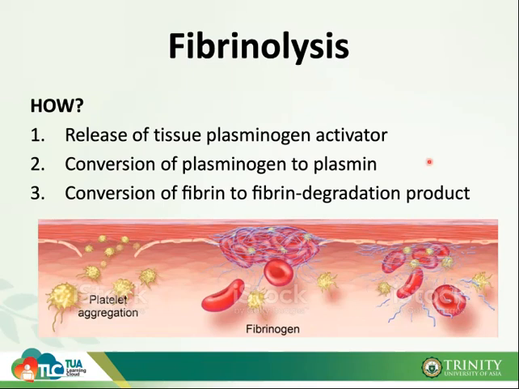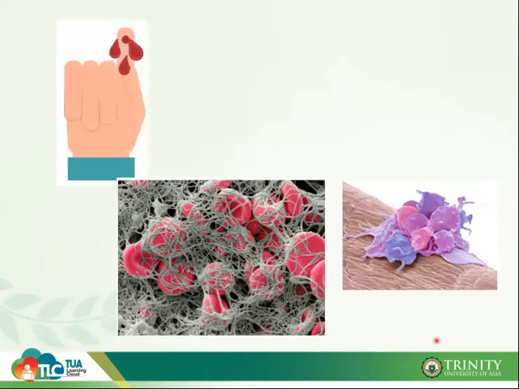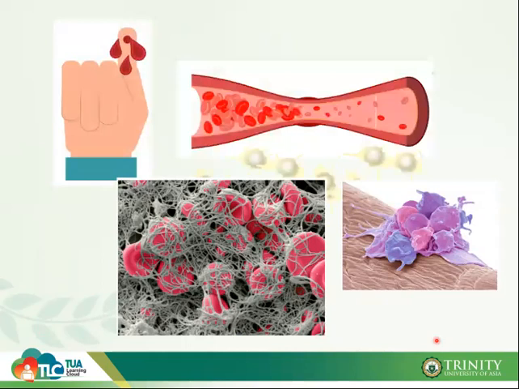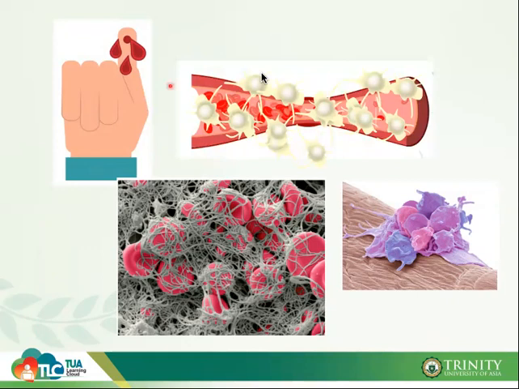So I prepared a very quick picture here. When there's injury, there will be vasoconstriction, and at the same time, platelets will adhere to the wound, will fill up the gap. So that is primary hemostasis. If this one is not enough, your platelet plug will not be enough, your coagulation factors will be activated, forming now your fibrin clot. Once that's finished, repair is on its way. We need to reestablish the blood flow. Fibrinolysis now will happen.